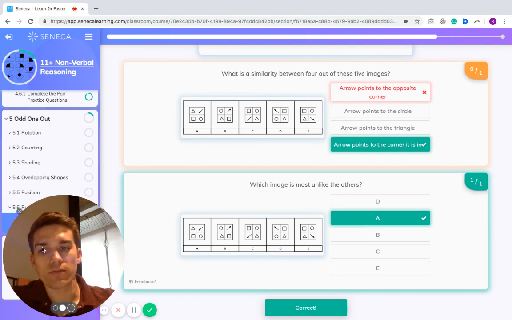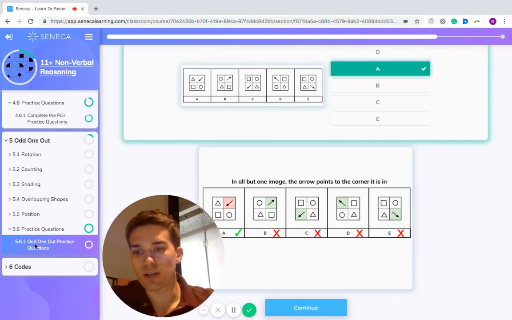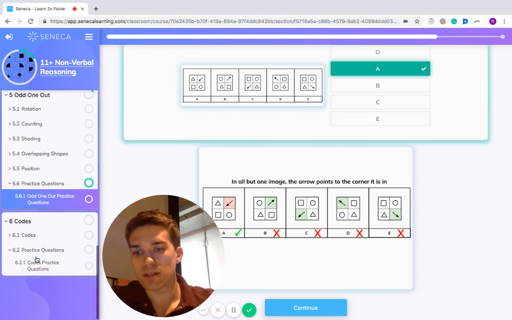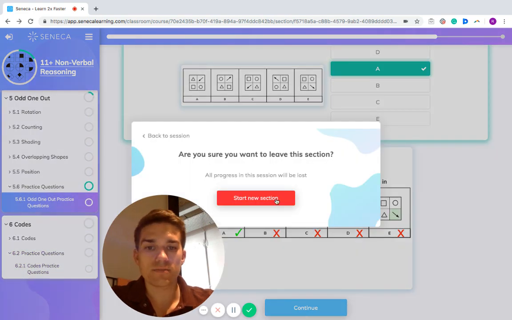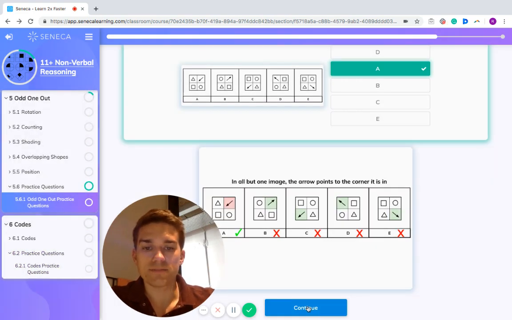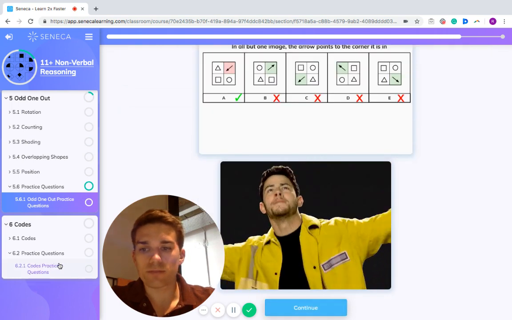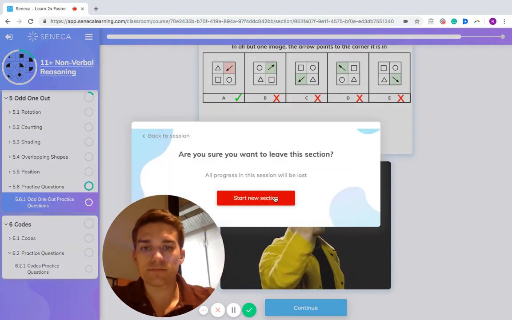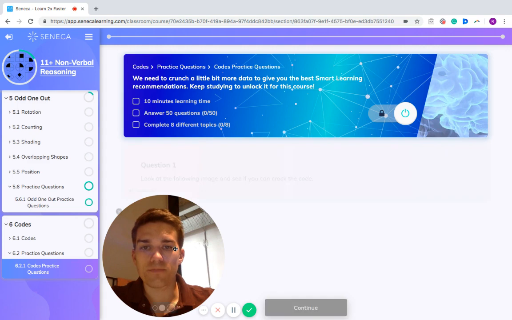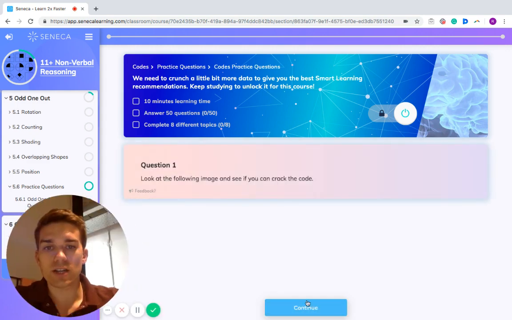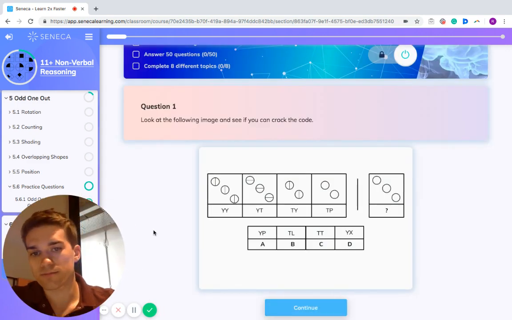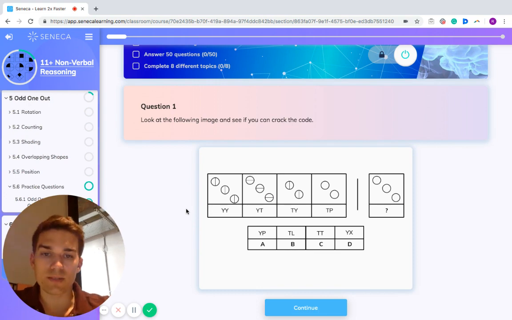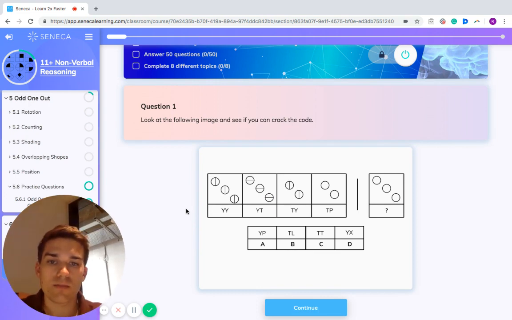Okay, moving swiftly on. So finally, we're going to look at codes. Again, some practice questions to do with codes. Start a new section, and on we go. Look at the following image and see if you can crack the code. This might take me a little while, but we can try and work out what's going on.